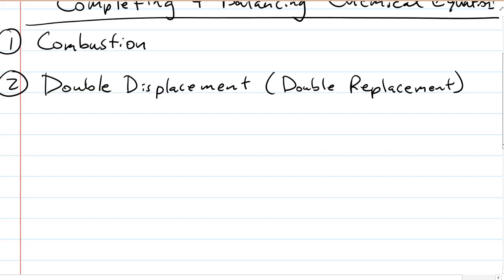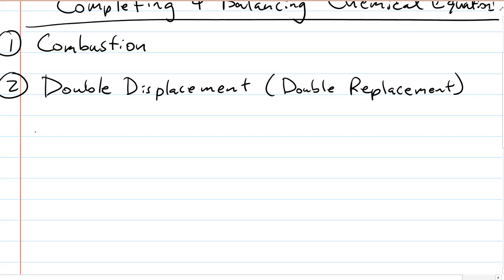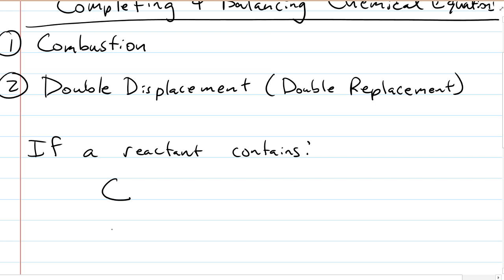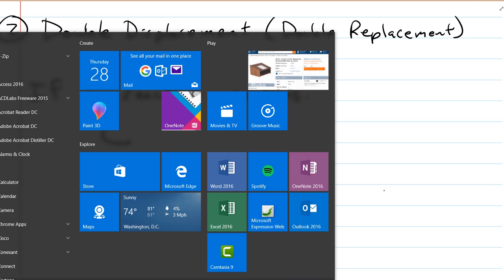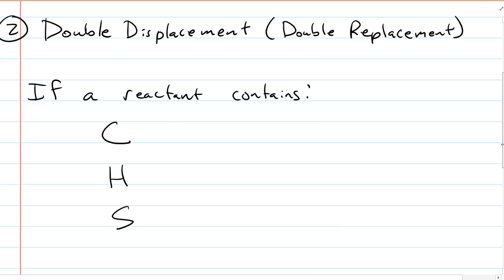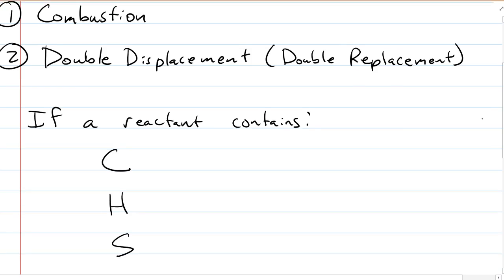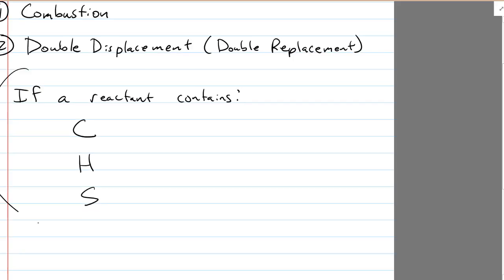So we'll start first of all with this one here. We'll say if a reactant contains, let's say it contains the element carbon. And we'll also look at hydrogen. And we'll look at sulfur. And now what we're looking at are combustion reactions. So let me zoom out here. We're going to start with combustion reactions.